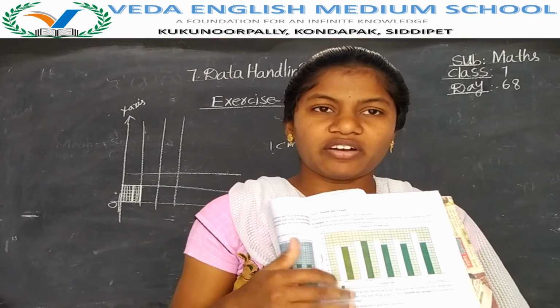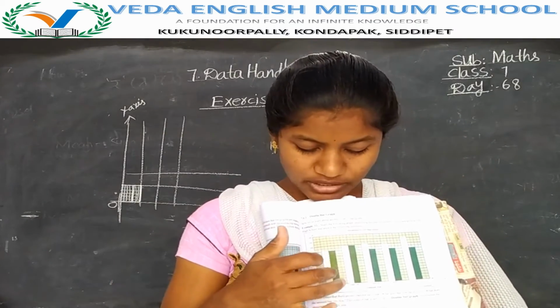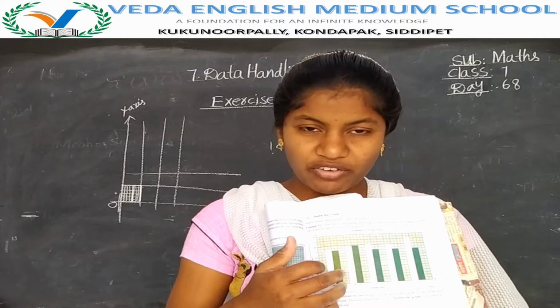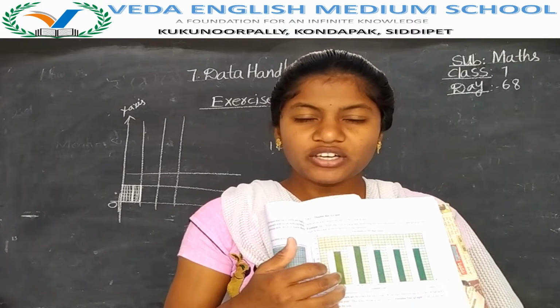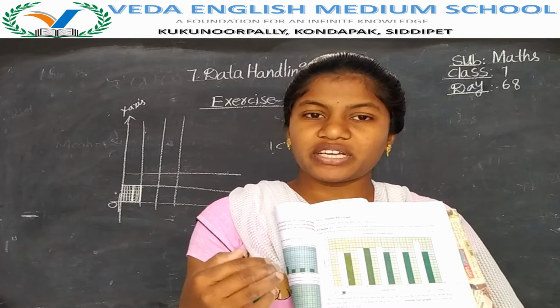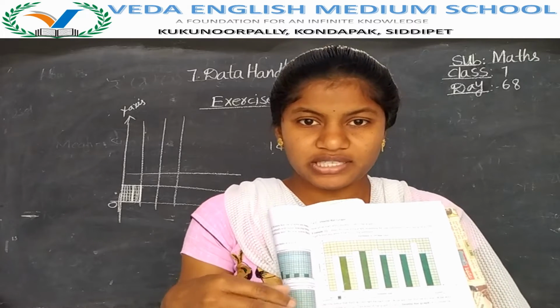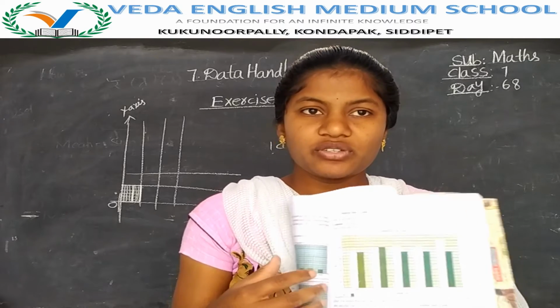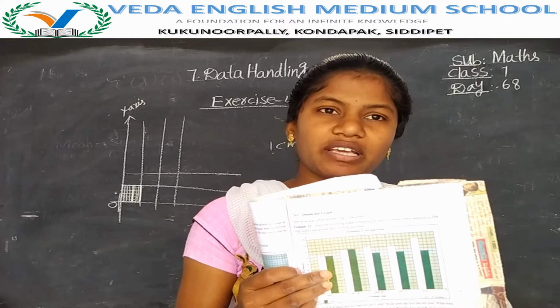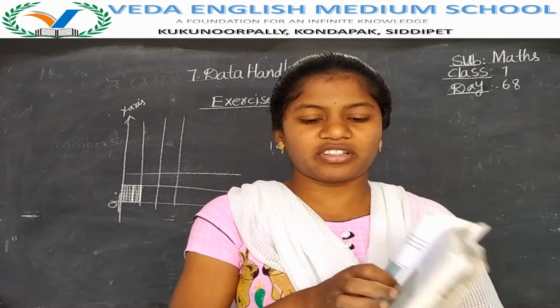Here they have drawn a horizontal bar graph with two bars. If we draw two bars like this, you have to say it is a double bar graph. So we have horizontal bar graphs, vertical bar graphs and double bar graphs.